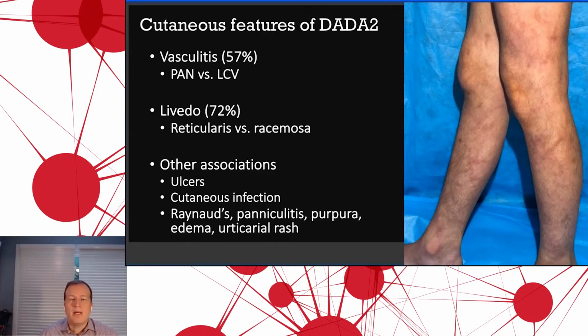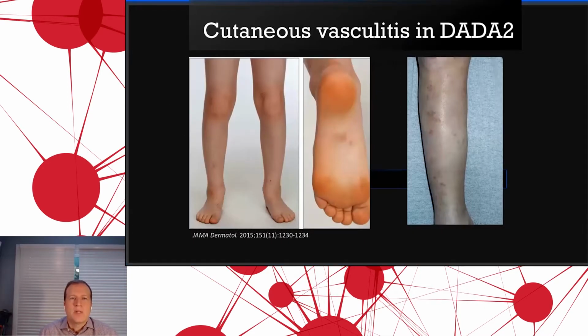Overall, about 90% of patients who have deficiency of ADA2 will have one or more cutaneous features. The livedo pattern is most common, seen in about three-quarters of patients, but the vasculitic features are often seen in at least half of patients as well, and this can resemble polyarteritis nodosa or leukocytoclastic vasculitis. So we'll start first with the cutaneous vasculitis features.